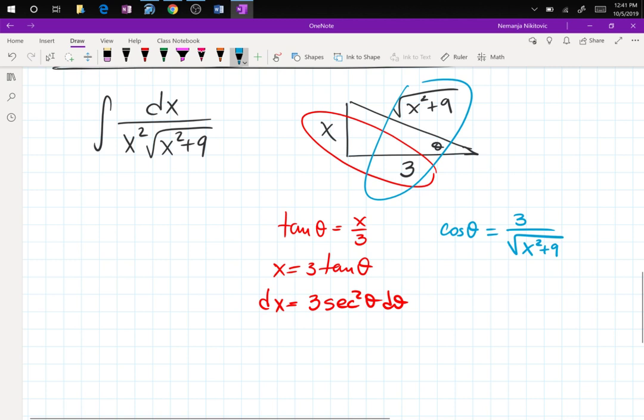And now when you solve for the square root of x squared plus 9, you are going to get 3 over cosine theta, and the square root is actually what? Very good. 3 secant theta. You have to obey the pairs. You cannot mix a tangent secant integral with a cosine. So your pairing is either sine cosine, like the previous problem, or this problem is going to be secant tangent.